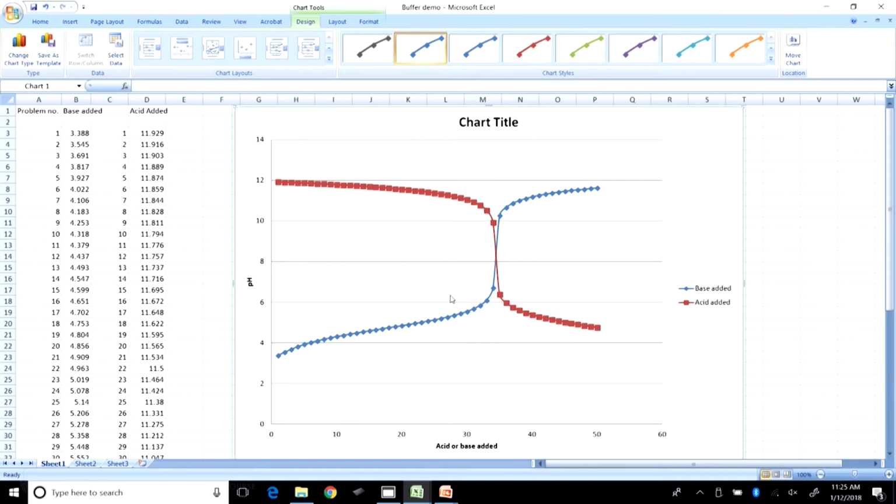So coming back to this region, what do you see? You see that the slope is very steep here. So what does that mean? Even with an addition of a small amount of acid or base, let us look at this particular region, what do we see? Even with a few quantities, let us say 5 units of the acid or base added, the pH is changing from 10 to 6 or again going from 6 to 10. So in this particular region we see that the system acts as a very poor buffer.